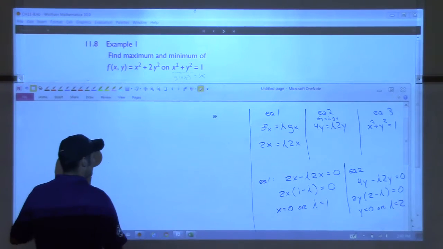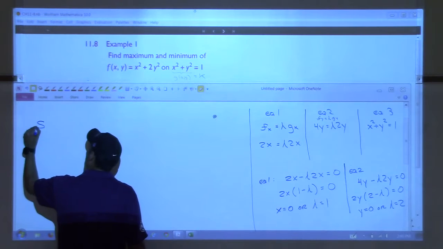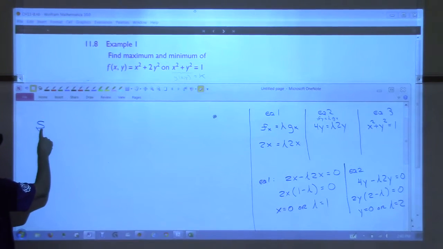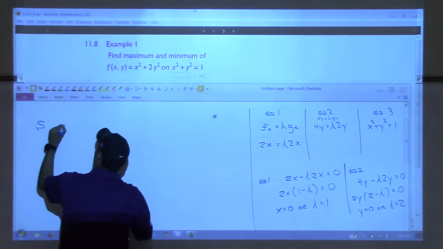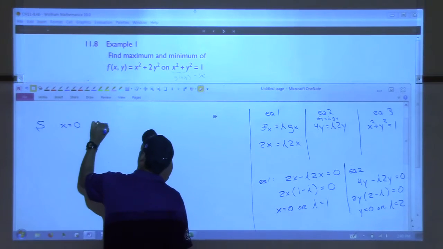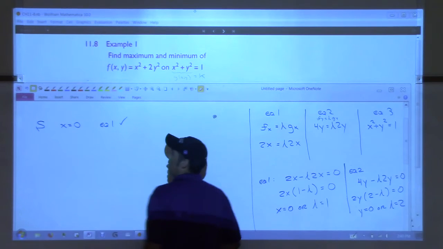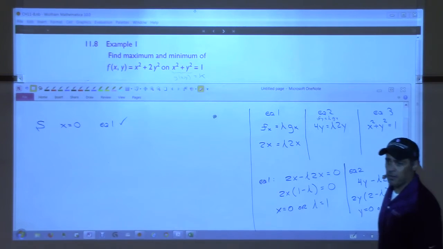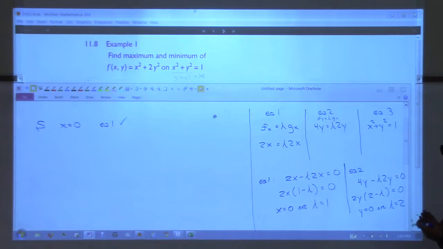Okay, so let's take case 1. Suppose, that's the symbol for suppose, that x is equal to 0. All right, if x is equal to 0, equation 1 is good, right? Equation 1 is good if x is 0. So if x is 0, that one's good. So how am I going to make the second one true?